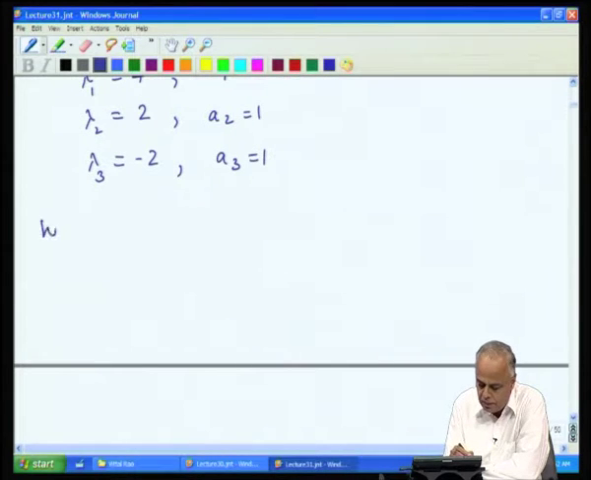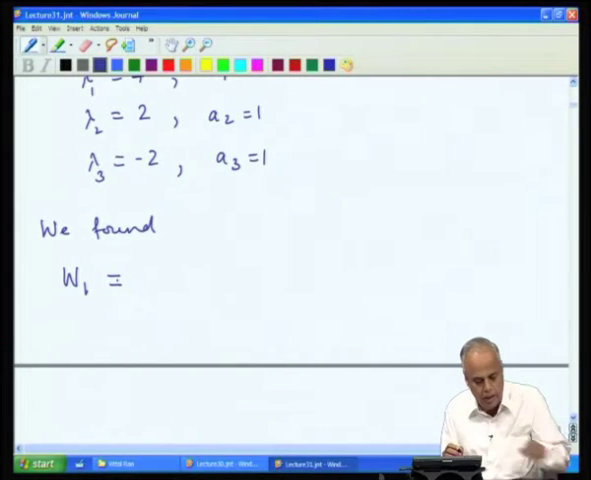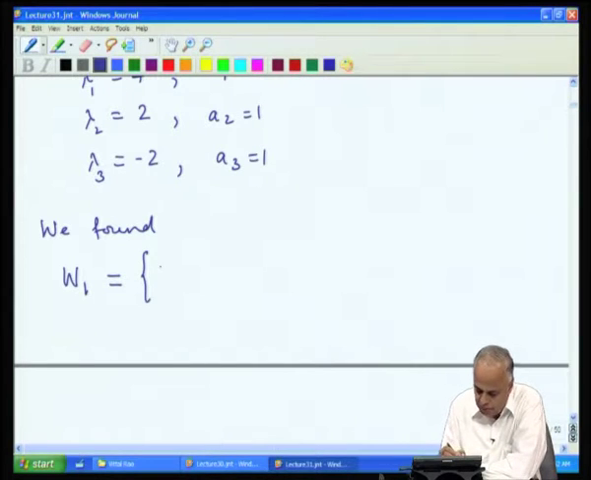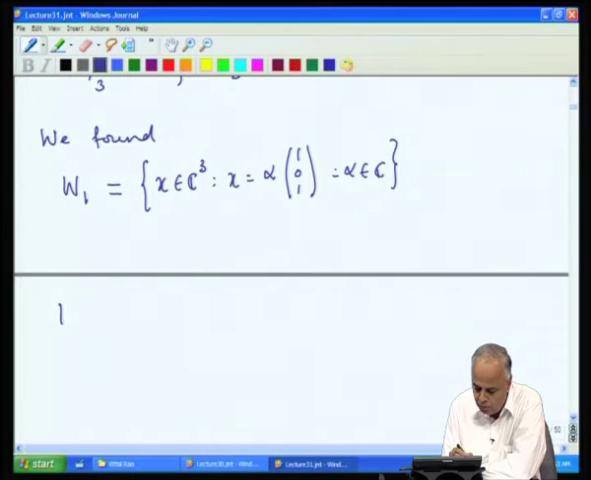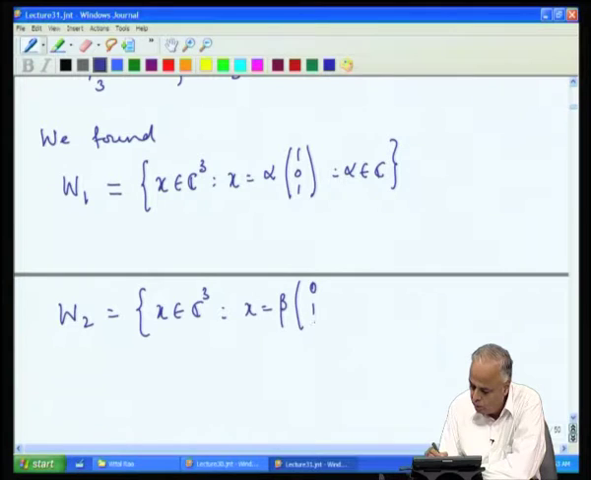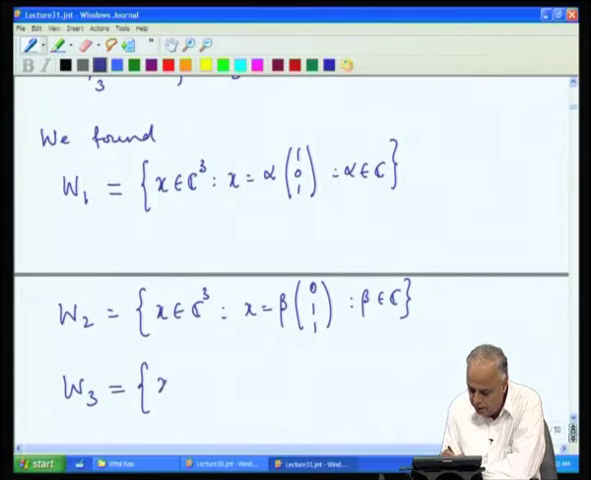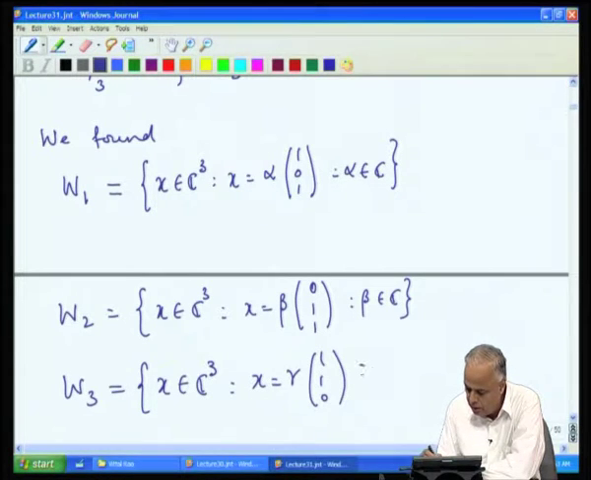Again, in the last lecture, we found the eigenspace W 1 corresponding to lambda 1 was the set of all vectors in C 3 of the form x equal to alpha into (1, 0, 1), where alpha belongs to C, and W 2 is the set of all vectors in C 3 of the form x equal to beta into (0, 1, 1), beta belonging to C, and W 3 was found to be the subspace consisting of all vectors of the form gamma into (1, 1, 0), gamma belongs to R.